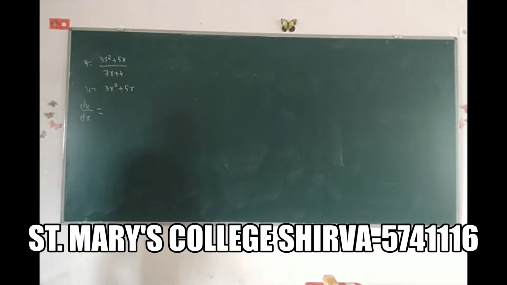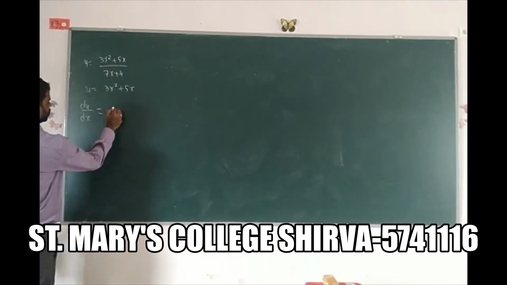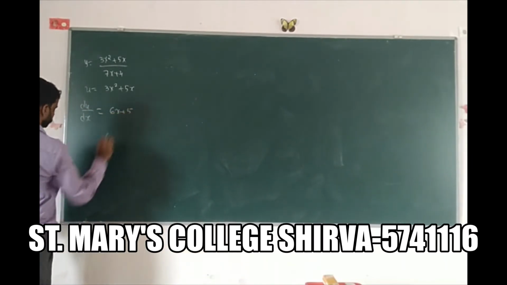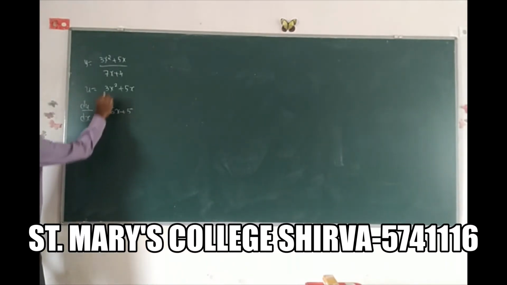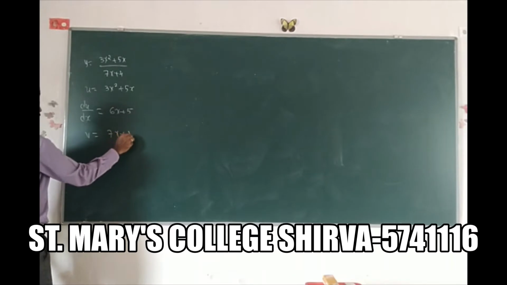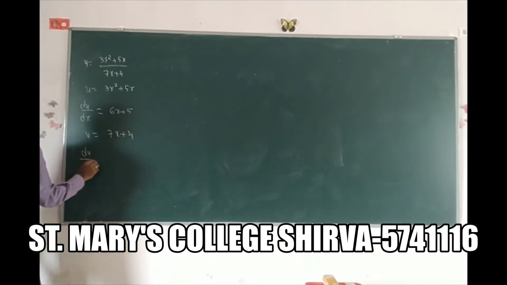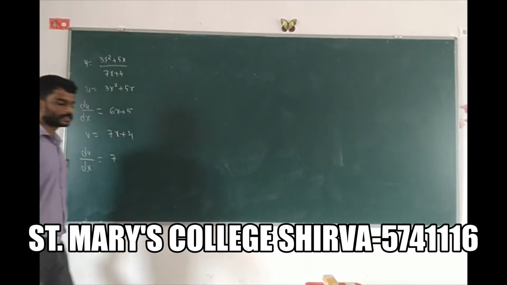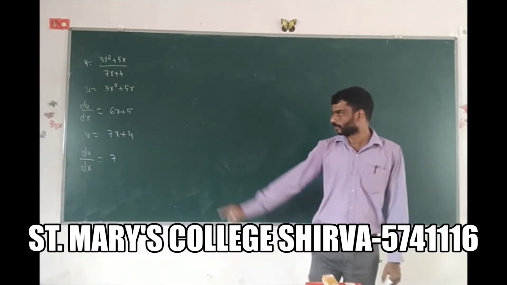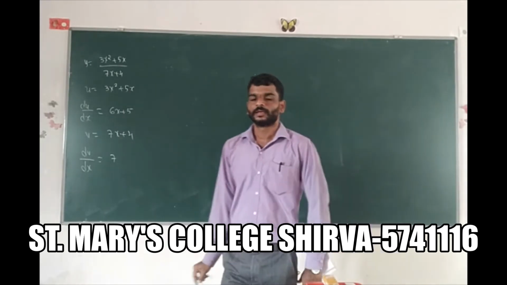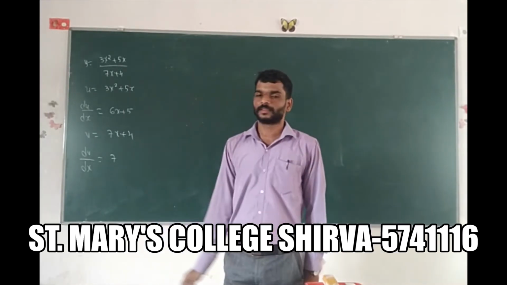du by dx equal to 6x plus 5. Then v is given as 7x plus 4. So find out dv by dx. dv by dx is 7, because the differentiation of x is 1 and the differentiation of a constant is 0. So 4 is the constant, and only the 7 remains.